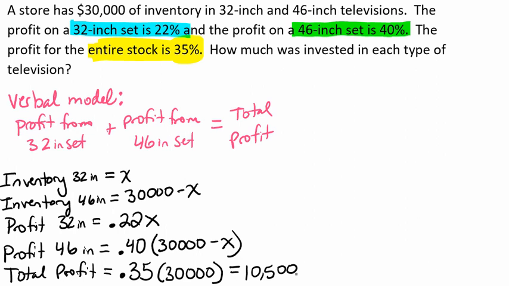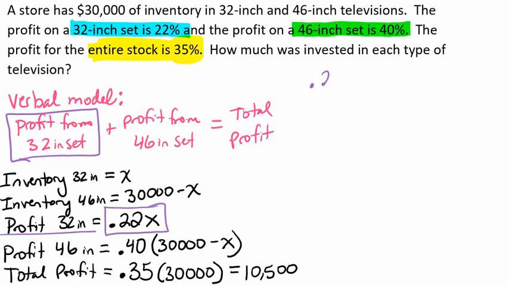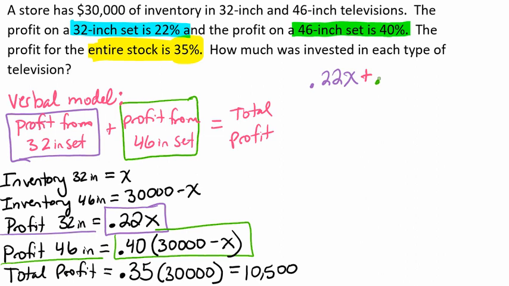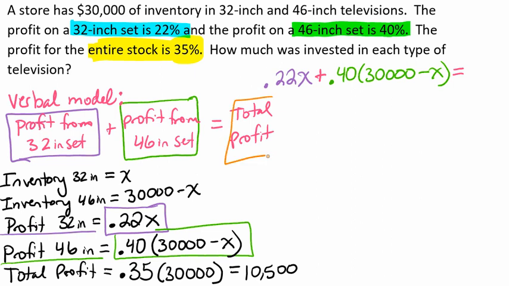So we have the profit from our 32-inch set right there, which is 0.22x, so 0.22x plus, then we need our profit from the 46-inch set, which is right there, so 0.40 times 30,000 minus x equals our total profit, which is this 10,500. Our total profit, so 10,500.